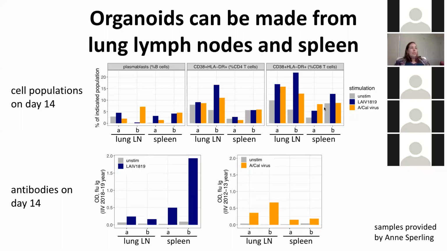Overall, we do see when we stimulate with live attenuated flu vaccine or with actual A California flu virus that we see generally increases in plasmablasts. And we also see not so much CD4 T cell stimulation, but we do see some CD8 T cell stimulation. And importantly, we do see flu-specific antibodies being produced both against the vaccine in lung lymph nodes and in spleen, but also against the A California virus.